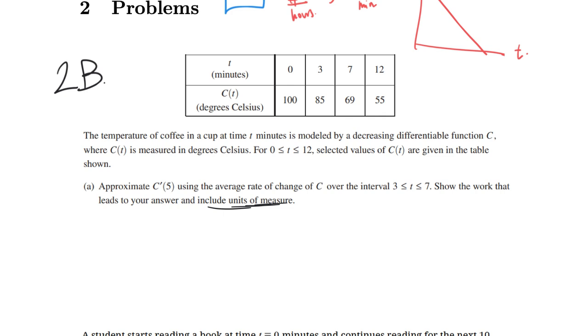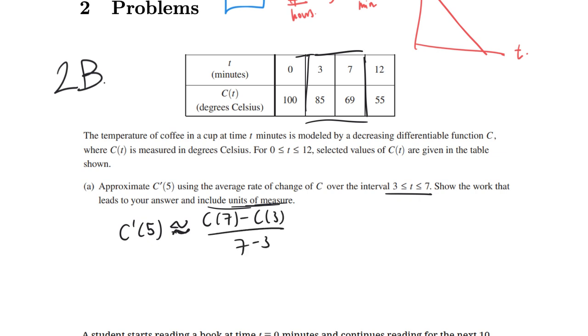Okay, so here we have approximate C prime 5 using the average rate of change over the interval 3 to 7. So here they're being really nice. They're even telling us what to use. Usually we have to pick it ourselves. But here we can say C prime of 5. Remember, this is approximately equal to, not equal to, C7 minus C3 over 7 minus 3. And that would be 69 minus 85 over 4. This evaluated would be negative 16 over 4 equals negative 4.